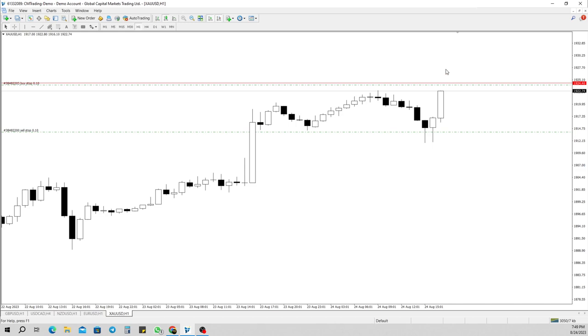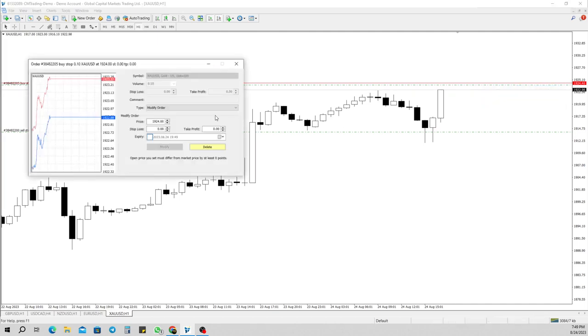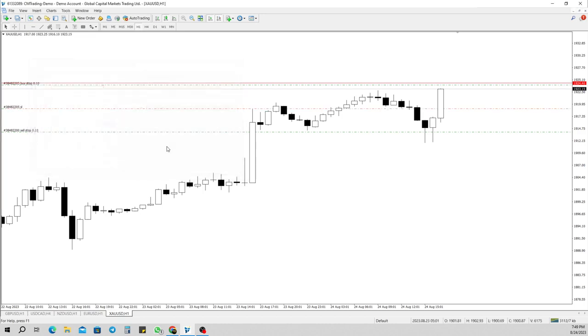If the price goes above this 1924, as soon as it hits that, it will open a buy trade for you. And again, you can right click here, click on modify, and you can always put your stop loss. For example, if this buy order got executed, you want to put your stop loss at 1919, so you can use that 1919 and click modify, and your stop loss would be placed right there.